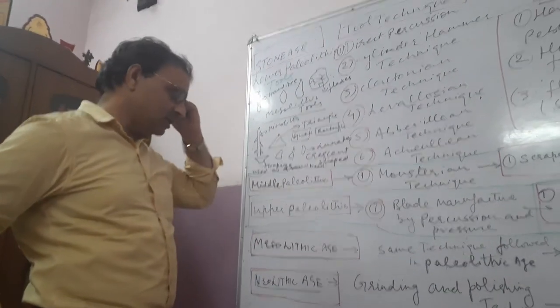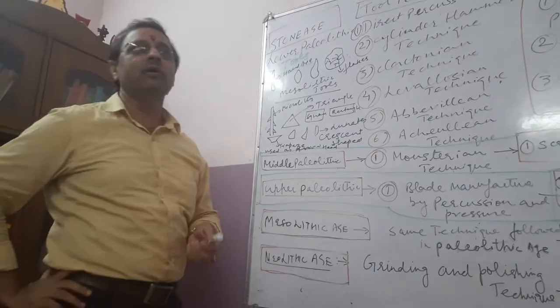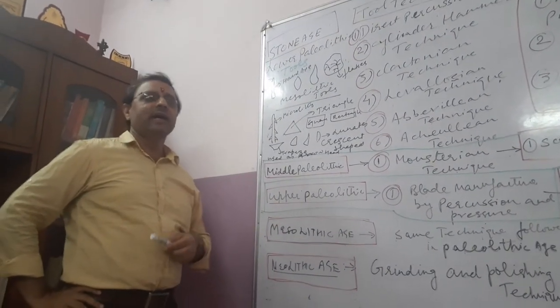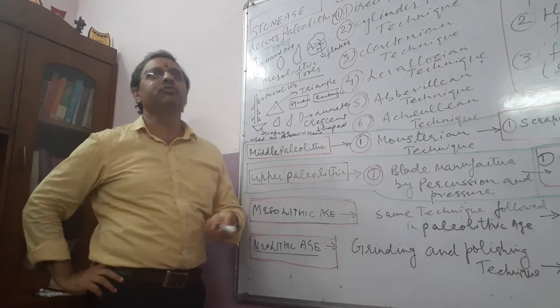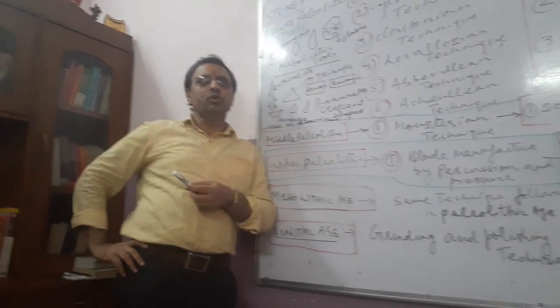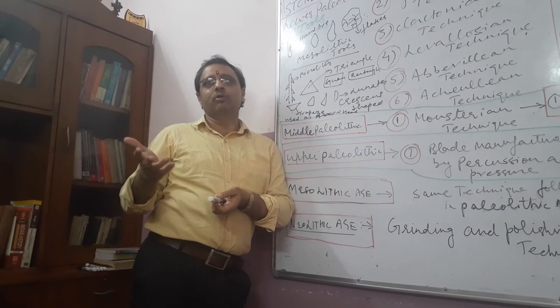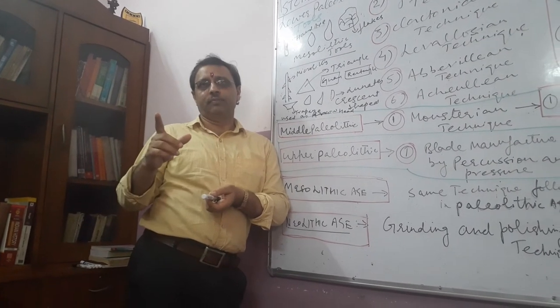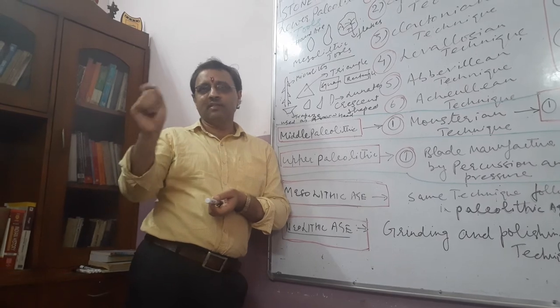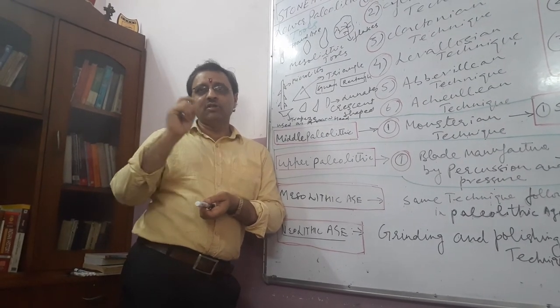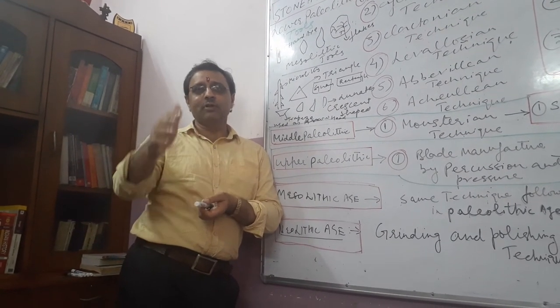Now we are going to discuss another phase of the Stone Age, the Mesolithic age, and this time period is approximately from 10,000 to 4,000. As I just told you, don't get confused if you see a different number of years in different books, because no question will be asked on the exact age of the Mesolithic age, the exact period of the Paleolithic age, or the exact period of the Neolithic age.